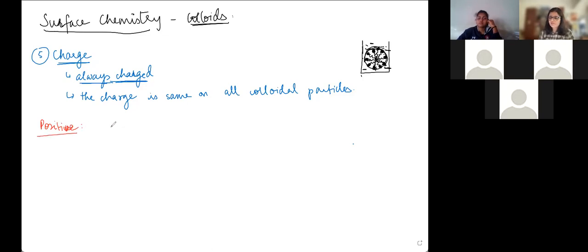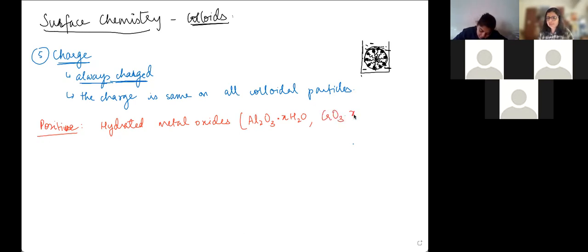Positively charged colloids: you have hydrated metal oxides. You can think of it as rust. Another example, from the textbook, is aluminium oxide, Al2O3 is the metal oxide, xH2O. So you have water molecules surrounding or within the lattice structure of this. If you prepare a sol of this, it is positively charged. Another example is chromium oxide, CrO3, xH2O.